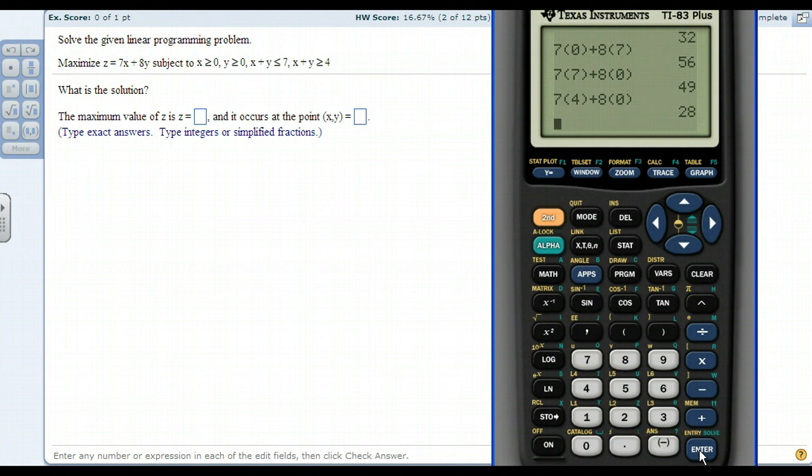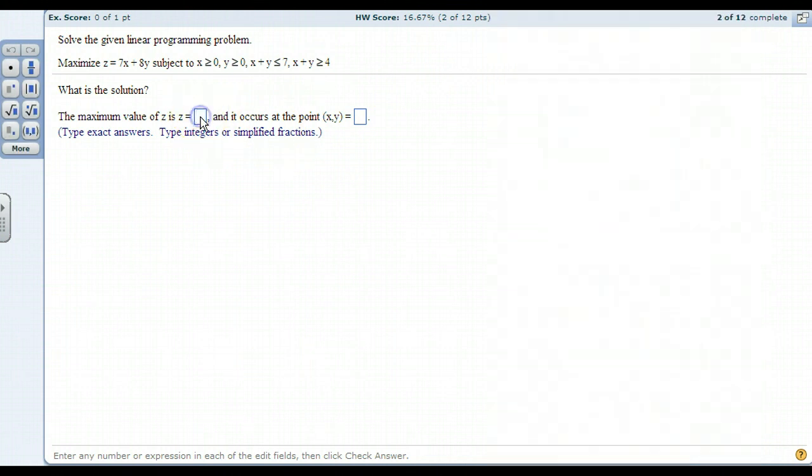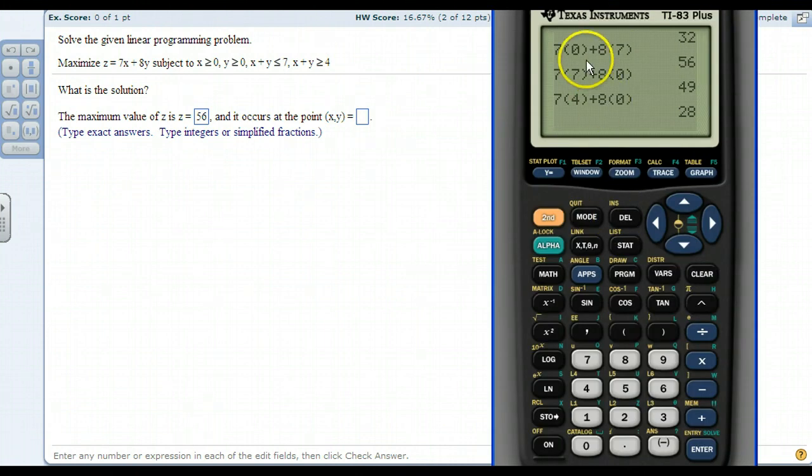Alright, 32, 56, 49, 28, 56 is our maximum. So the maximum value of z is 56. Alright, and it occurs at the point, remember this was our x, this was our y, so it occurred at 0, 7.